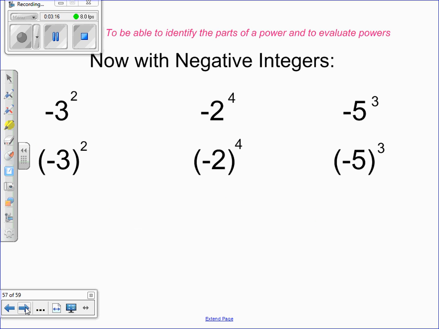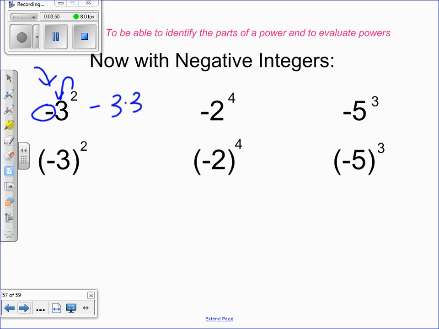Okay, now we're going to mix things up and throw in negative integers. When you're working with negative integers, you have to be really, really careful for parentheses or no parentheses. So we're going to start with this first example right here. Exponents are strong, but they're not super strong. They can only apply to the base, the thing directly in front of them. So this 2 that you see, this exponent of 2, only means 2 of the thing directly in front. So in this case, there are 2 3's being multiplied. This negative out here, there are not 2 negatives, there's only 1.